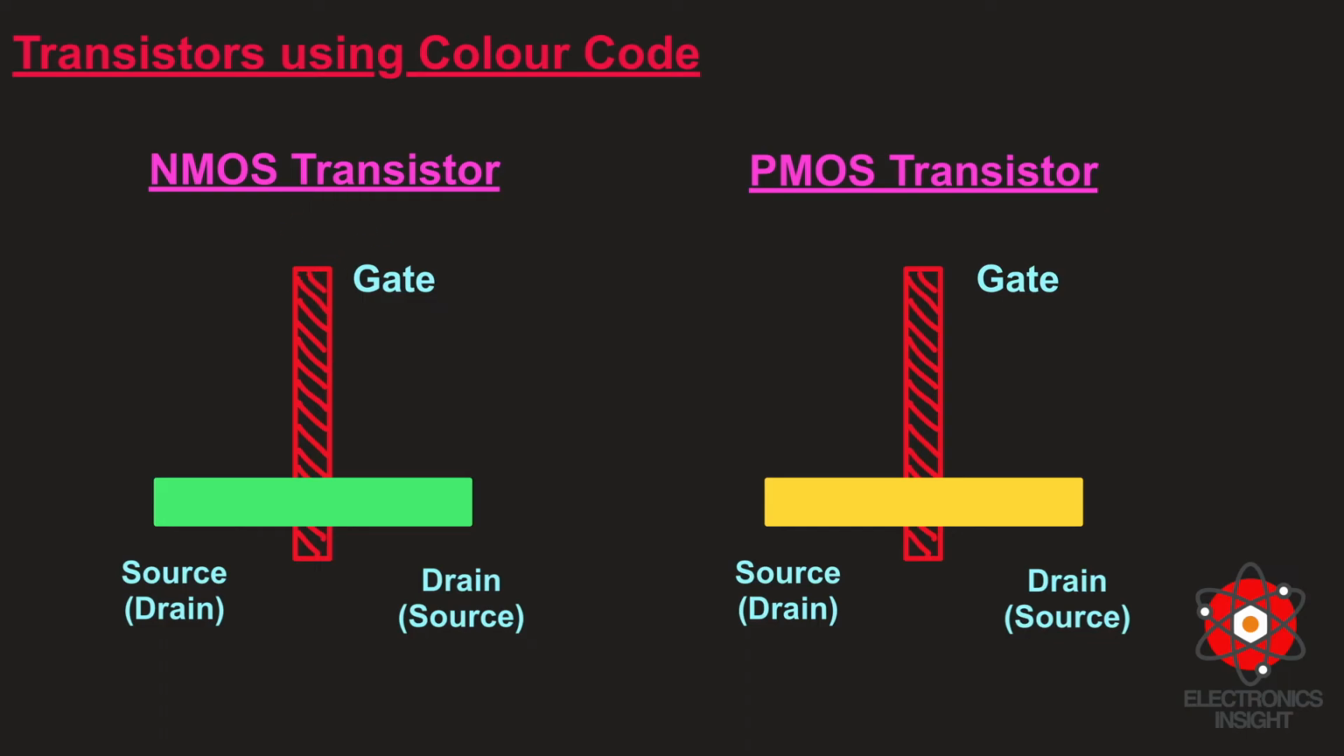Similarly, a PMOS transistor is represented when the red polysilicon layer crosses the yellow or brown P diffusion layer. So now we have understood how to represent a basic NMOS and PMOS transistor using color codes and striped patterns.